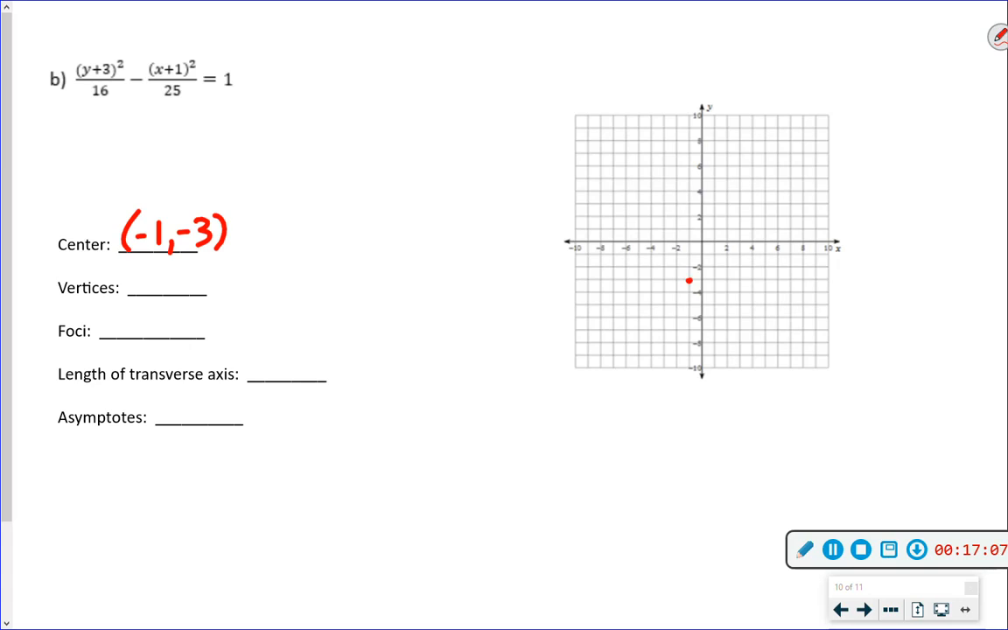And I just start marking out same old way I do an ellipse. Okay, 16, square root of 16, 4. That's under Y, up 4, down 4. 25 under X, square root of 25, 5. Left, right, 5. Draw your central box. Now the asymptotes from the center to each corner.